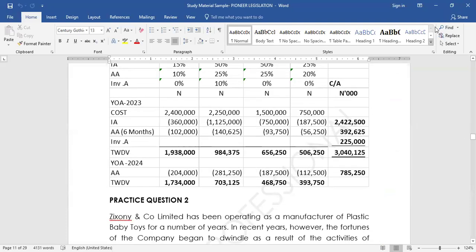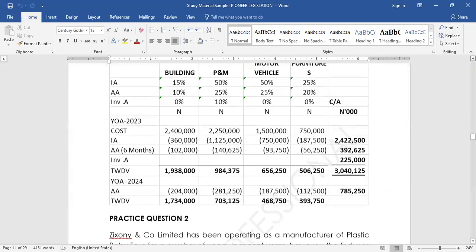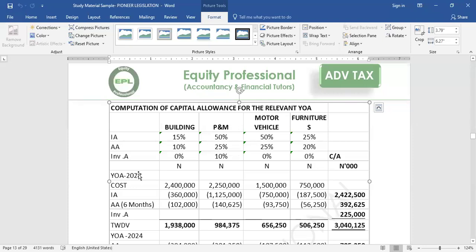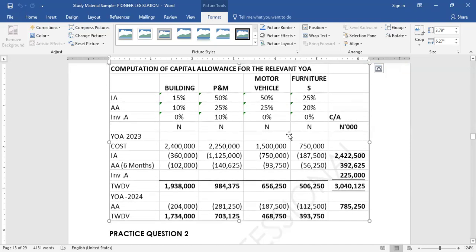So we can now go and compute our capital allowance. For our capital allowance, we have building, plant and machinery, motor vehicle, and furniture. The first day of the post-pioneer period is year of assessment 2022. Sorry, I put 2023; I will correct this. This is year 2022, year of assessment. The cost: building 2.4 million, plant and machinery 2,250,000, motor vehicle 1.5 million, furniture and fittings 750,000.